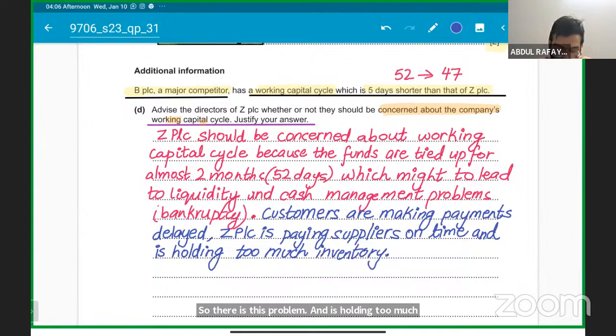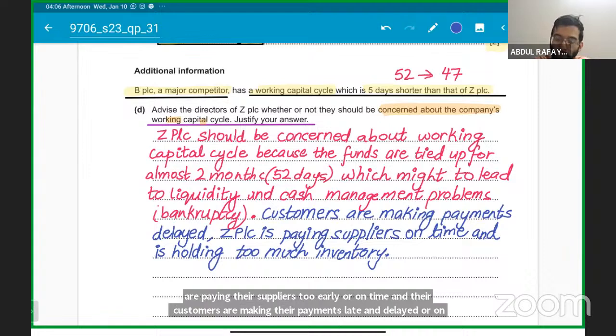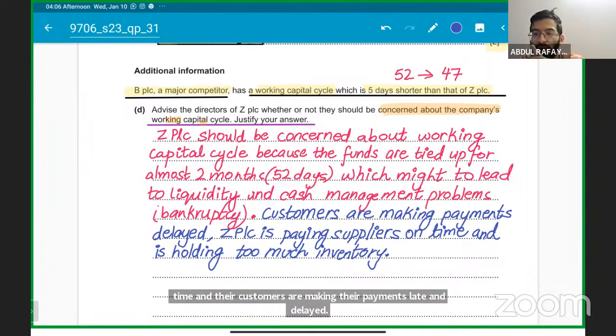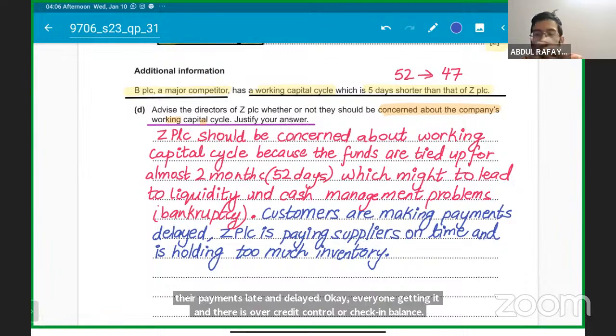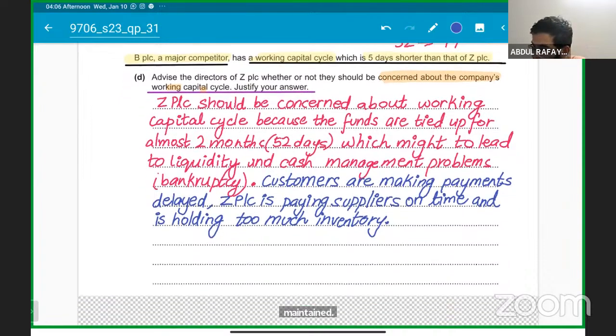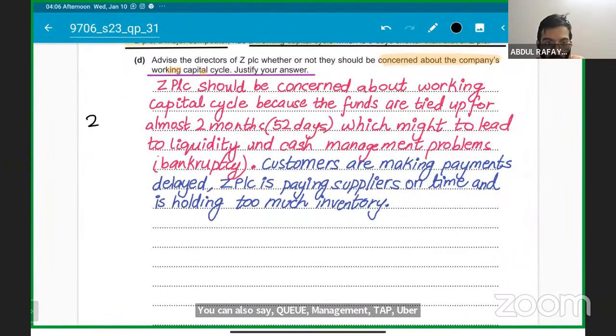Everyone getting it clear? So आप ये points भी लिख सकते हैं कि ZPLC should be concerned about the company's working capital because they are holding too much inventory. They are paying their suppliers too early or on time, and their customers are making their payments late. And there is poor credit control, or check and balance is not maintained. आप टाइम पे पेमेंट्स रिसीव नहीं करें तो मैनेजमेंट इश्यूज है. ये तो बहुत सारे पॉइंट्स हो गए, आपने खाली 2 पॉइंट्स लिखने हैं for this.